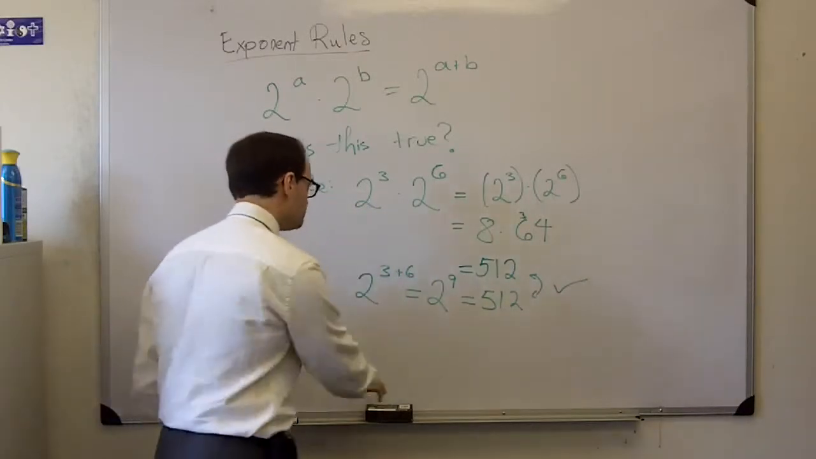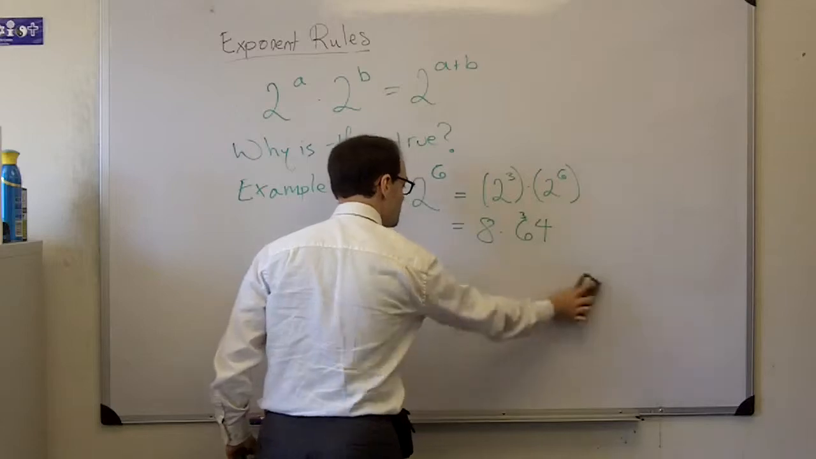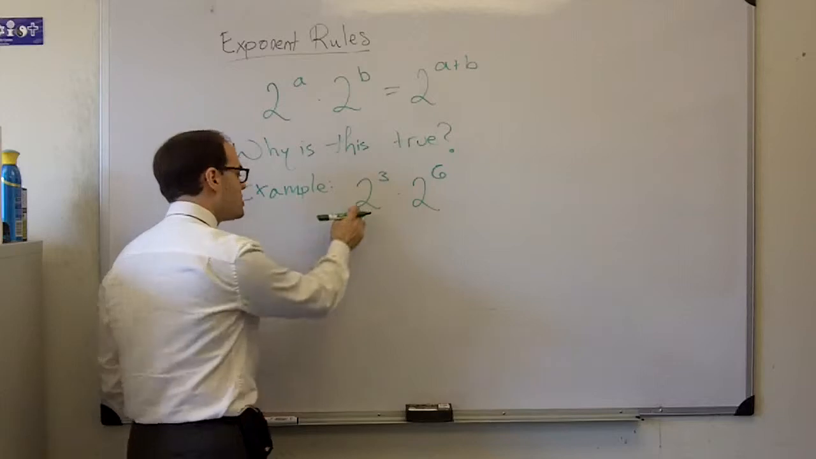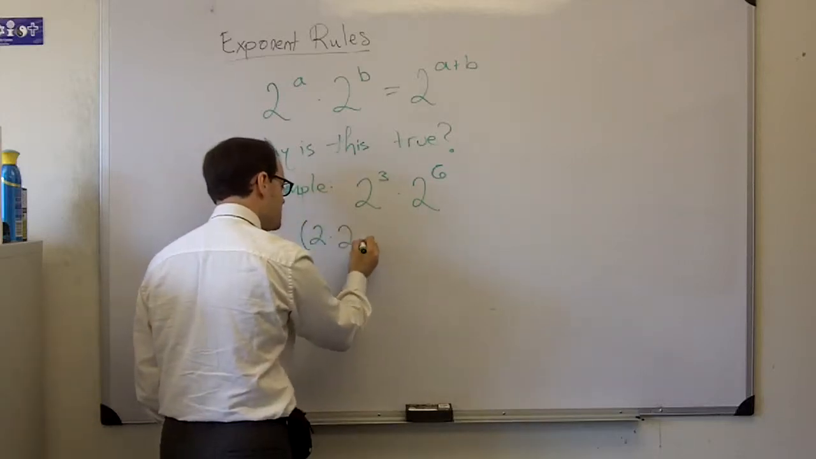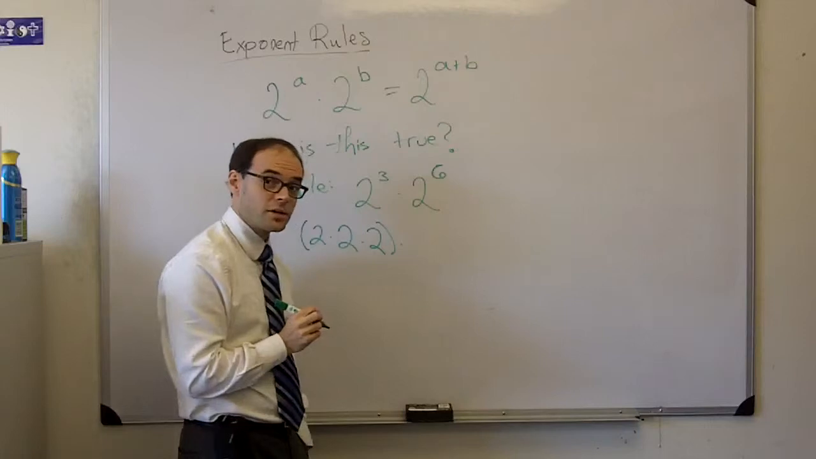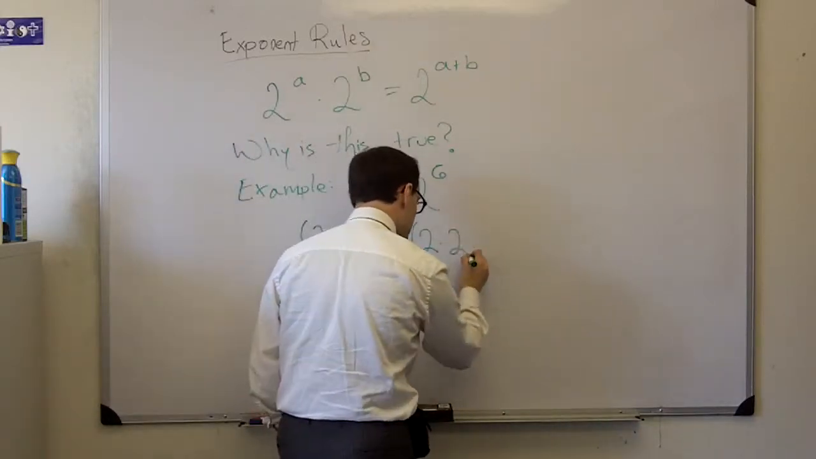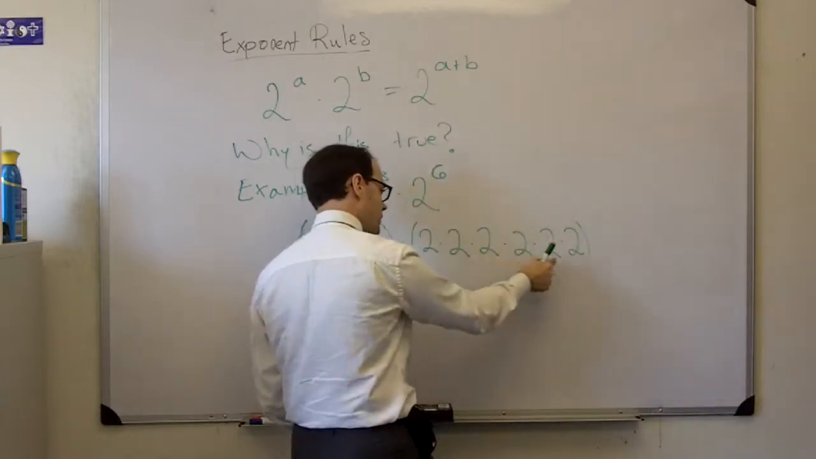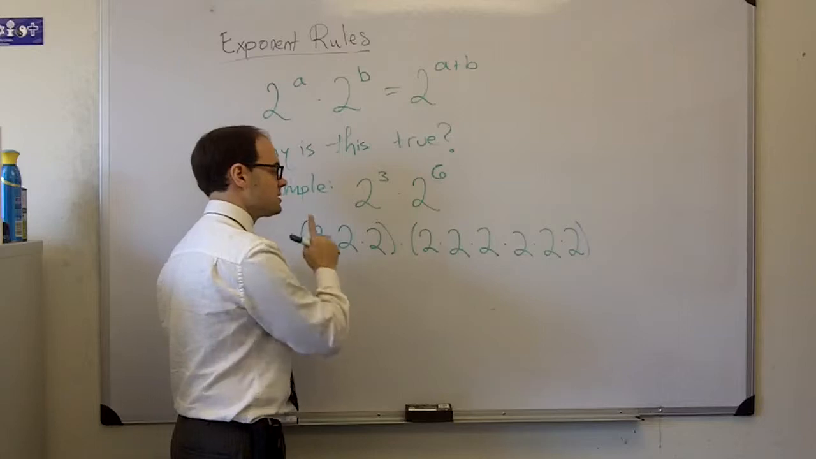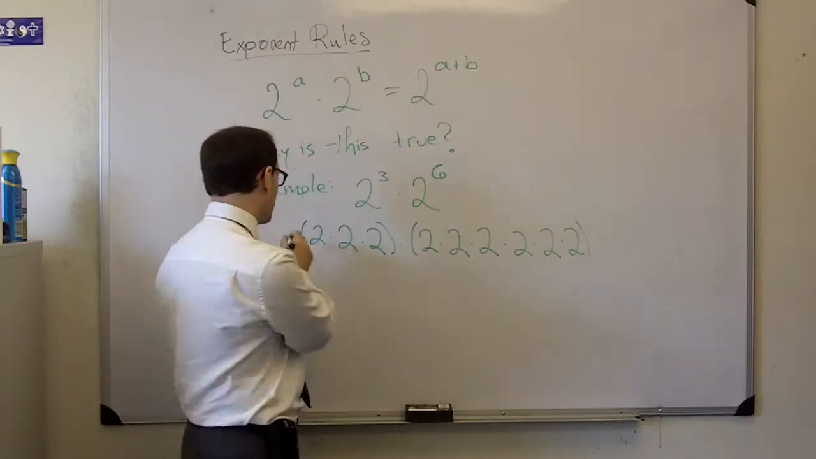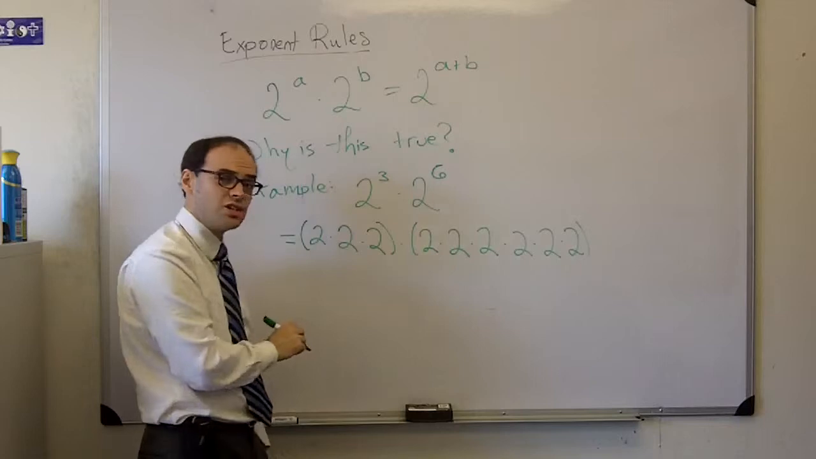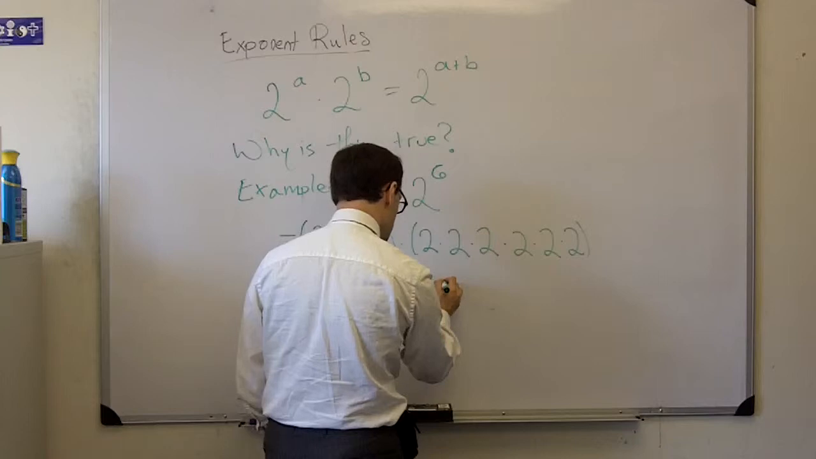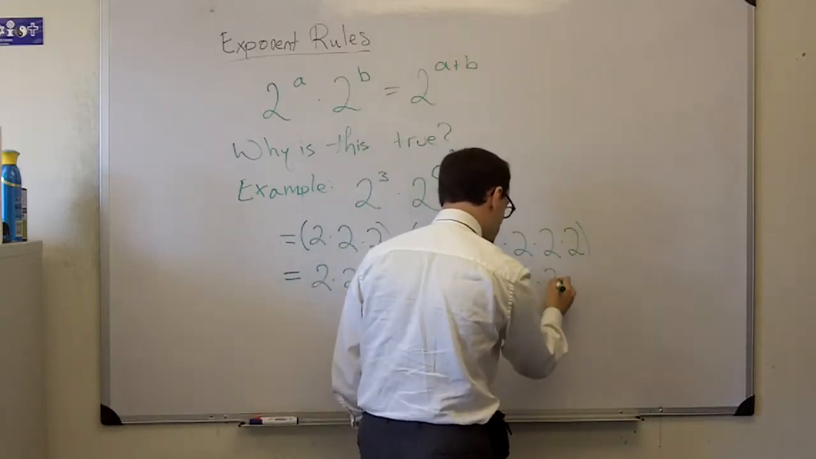Let's sort of take it apart. So 2 to the 3 times 2 to the 6. What does that mean? Well, 2 to the 3 is really 2 times 2 times 2. Now what about 2 to the 6? Well, that's 2 times 2 times 2 times 2 times 2 times 2. 1, 2, 3, 4, 5, 6. Yep, got them all. So if you look at that, I can change the parentheses now, couldn't I? I can go 2 times 2 times 2 times 2 times 2 times 2 times 2 times 2 times 2.